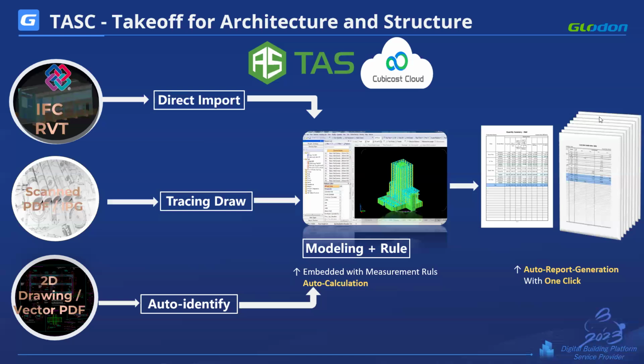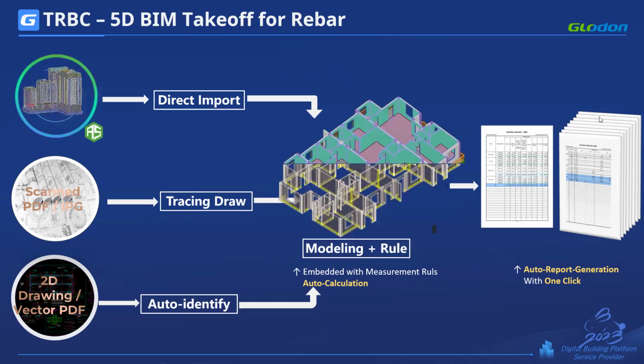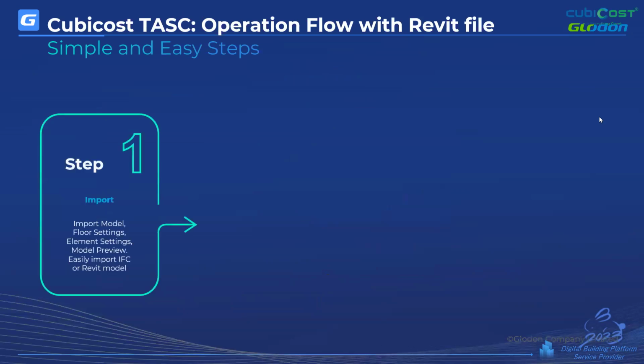You have IFC drawing or Revit drawing. If you have IFC or Revit, you can directly import those models into Cubicle software, and you can extract all the quantities within 5 minutes. Then if you have a scan PDF, you can develop a 3D model on top of that, and you can extract all the quantities very quickly. If you have DWG drawing or PDF drawing, you can use auto identification function. If you have AutoCAD drawing, you can use auto identification function and create a 3D model on top of that and generate all the quantity reports. This is amazing, isn't it?